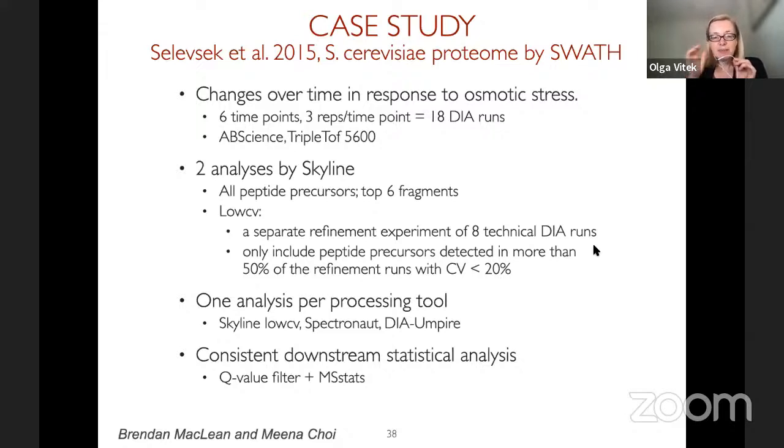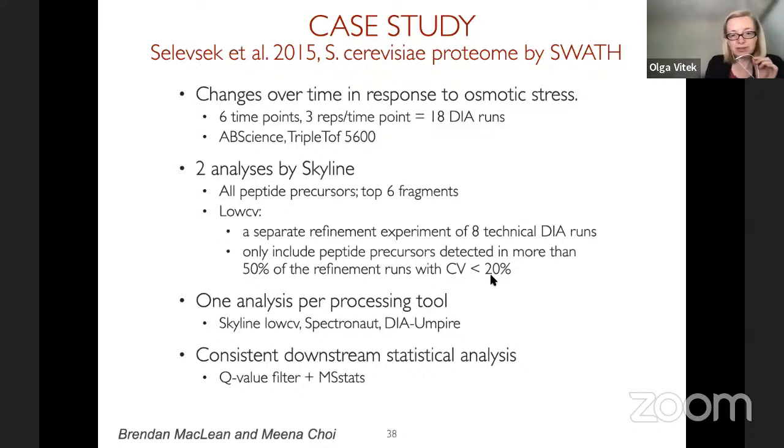They had a separate experiment where they had eight technical DIA runs of the same sample to essentially understand how reproducibly and consistently they can quantify the same thing. And so from these technical refinement runs, they selected peptide precursors which were detected consistently, so detected in more than 50% of the runs and also had low CV, so CV less than 20%.